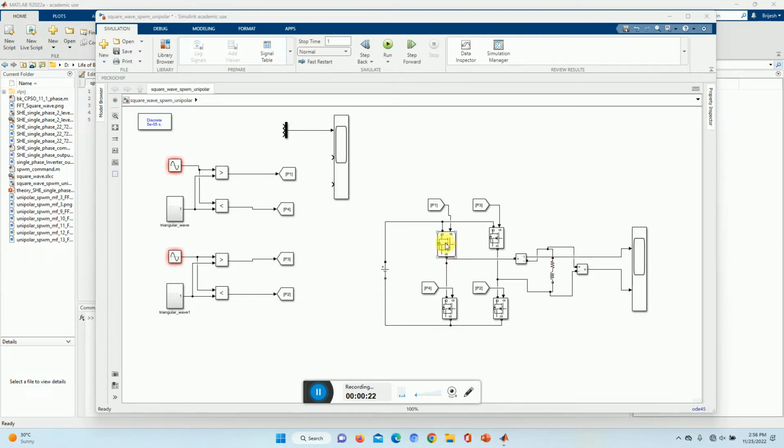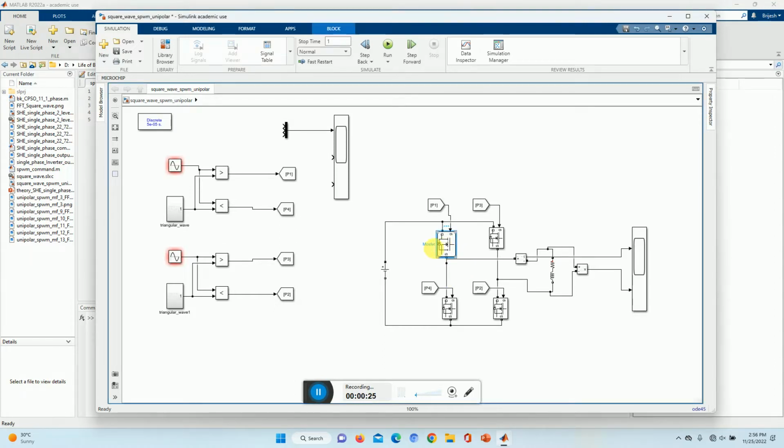And here is a switch. Here the switch is named S1. This switch can be a MOSFET. And you have another, S2, over here. Similarly, you have S3, the switch over here is S3, and this switch is S4. So you have here S1, S2 and S3, S4.